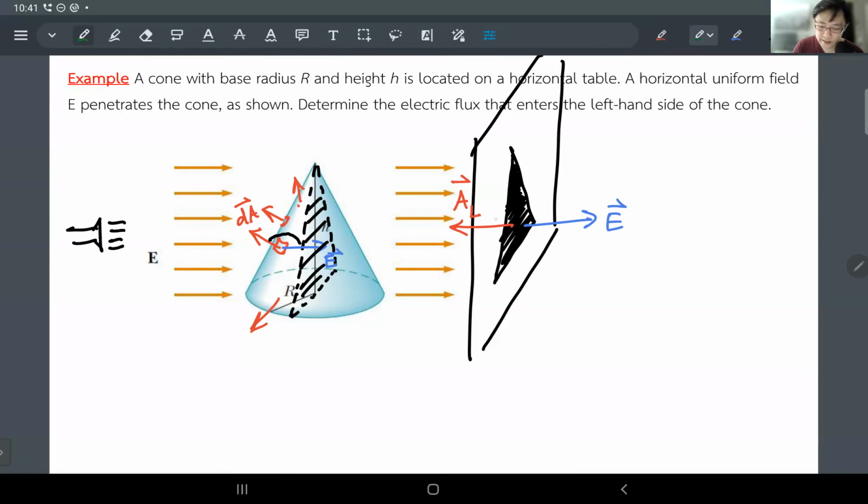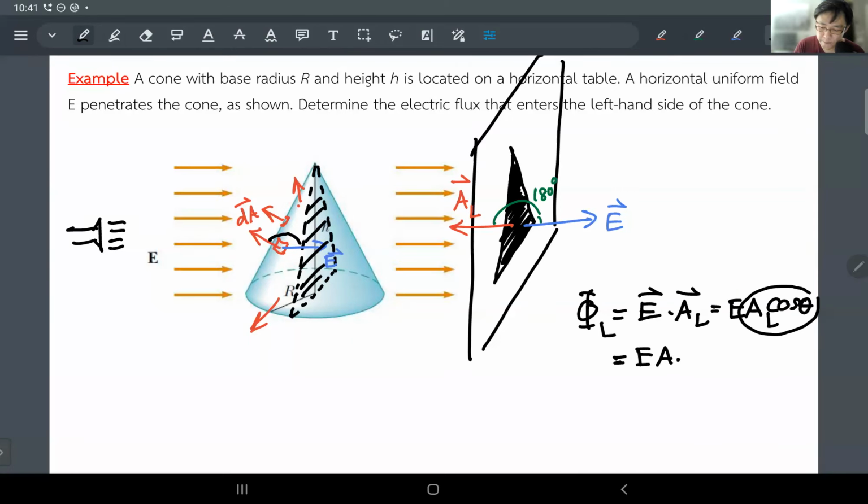So that means this A sub L is going to make a 180 degree angle with the electric field E. So now you can get the flux through the left side, which is going to be E dot A sub L vector. And it's going to be the E magnitude times the A sub L magnitude, and then you do the cosine theta, right? But then you know what, I don't want to do this anymore. It's simply just E times A perpendicular. So we come back to the original equation that we started out from. And that A perpendicular is just the area of this triangle.